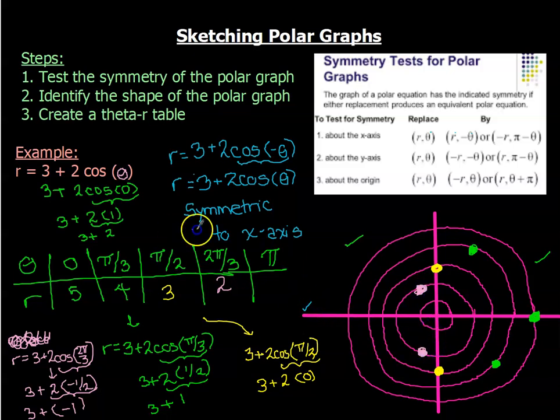And last, since I'm out of room, I'm just going to chalk this one out. Cosine of pi is negative 1, and negative 1 times 2 is negative 2. 3 plus negative 2 gives me 1. So when theta is pi, which is at this angle, I make a point on the first circle.